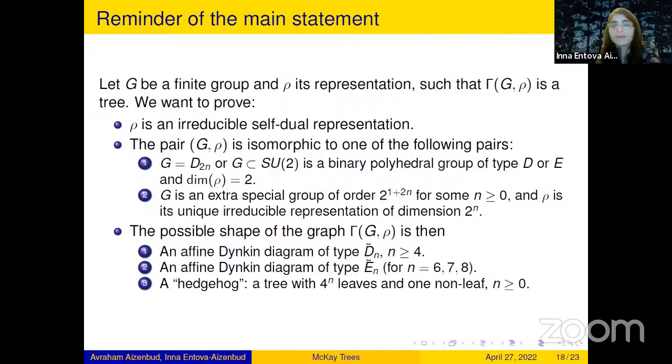Okay, so now let us go back to the main statement. We want to prove that given a McKay graph which is a tree, undirected, as I said, rho is an irreducible self-dual representation. The part about self-duality, we already saw due to the fact that our graph is undirected. And we also want to say that we can actually classify G and rho.